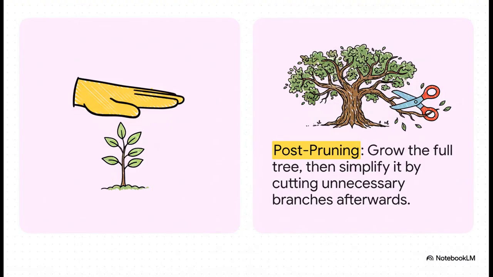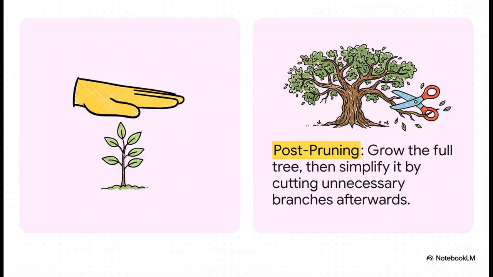And there are basically two main ways to go about this. The first is called pre-pruning, or early stopping. This is like being a proactive gardener. You set rules ahead of time to stop the tree from growing too deep before it even has a chance to make a mistake. The other approach, which is really common, is post-pruning.